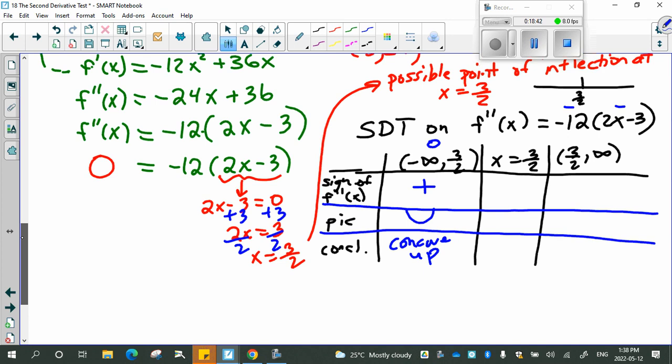At x equals 3/2, we're neutral. That was our 0. I don't know whether it's going to be a point of inflection until I go over here, so I'm not going to draw a little point in there until I know. Then over here, I'm going to use 2. So that's still going to be negative. 2 times 2 is 4, minus 3 is 1, so it's positive. So overall it's negative, concave down, which means this is a point of inflection.